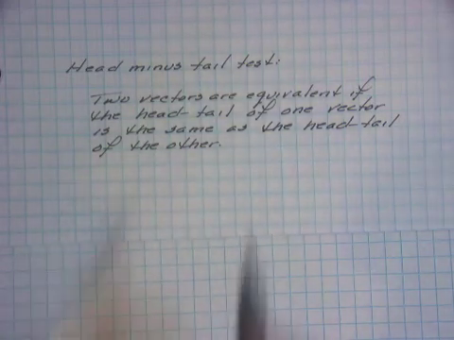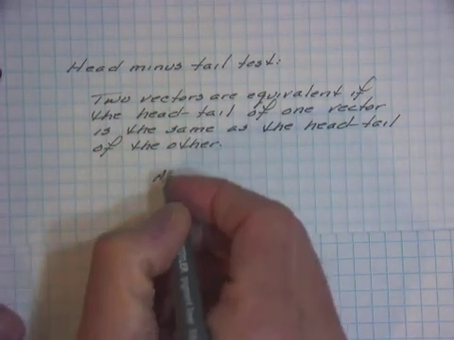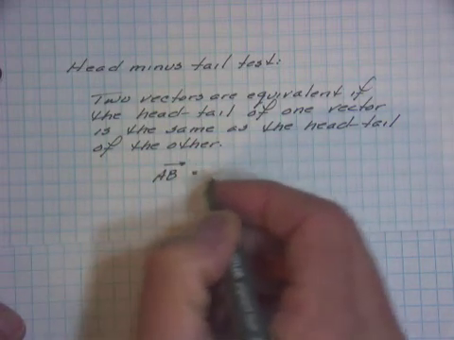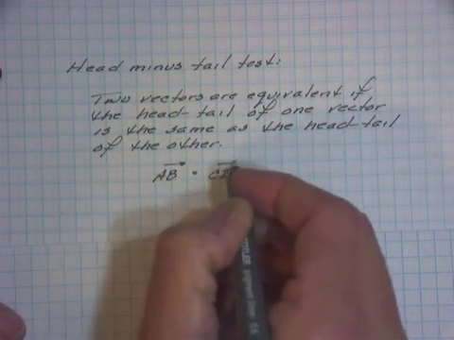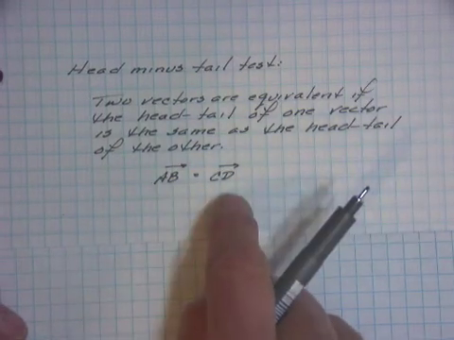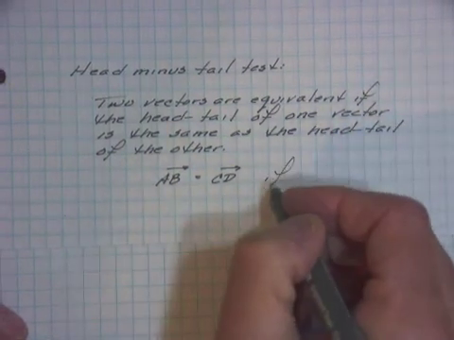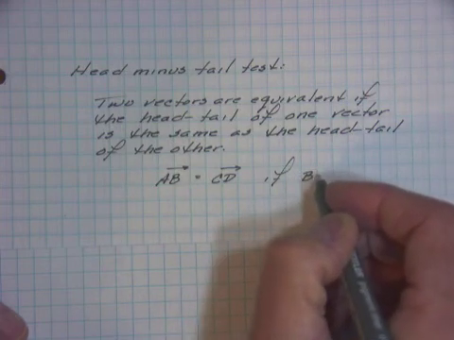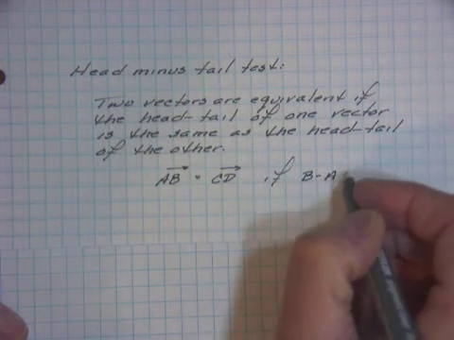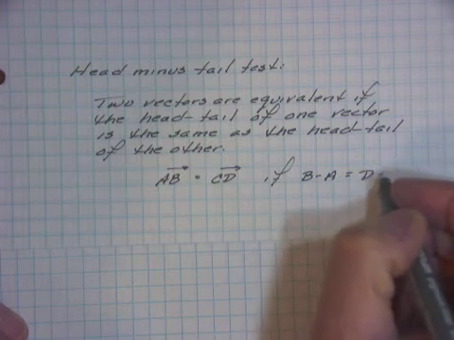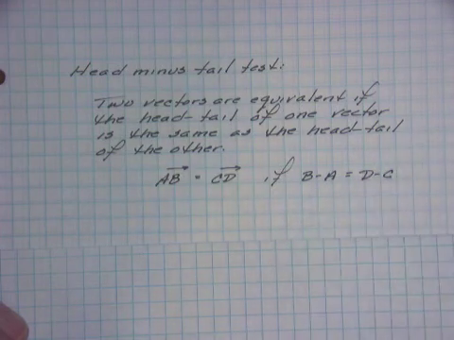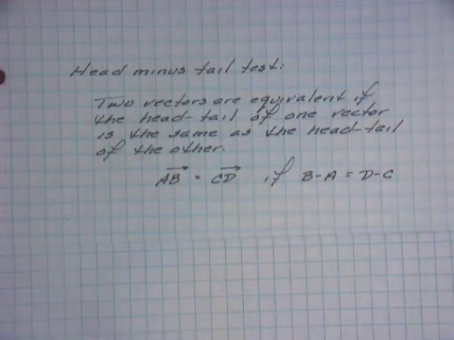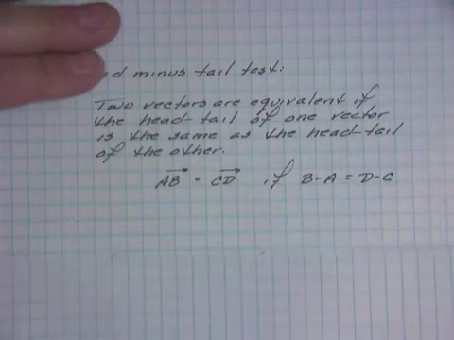So what this is saying is that if I have vector AB, and it's equivalent to, we'll just use an equal sign, CD, if these two vectors are equivalent, well, I'll say these two are equivalent if the tail of AB minus the head of AB is equal to the tail of DC minus the head of DC. Okay? If these two are equal, I know I've got two equal vectors.